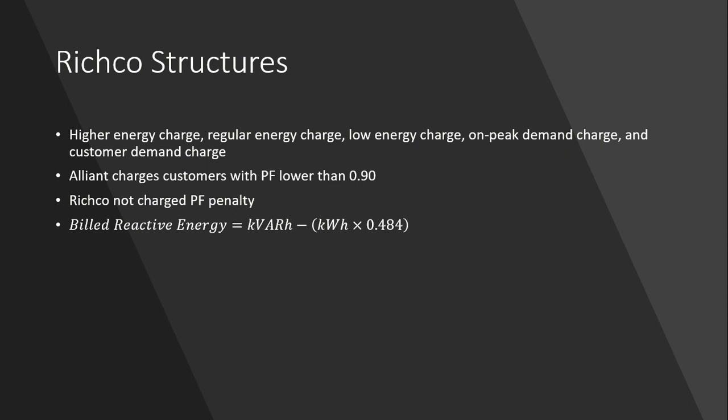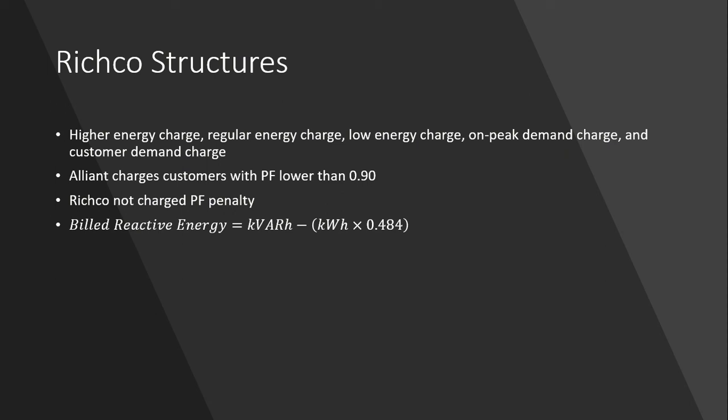The regular energy charge was energy used during regular business hours, and the low energy charge was the charge for the energy used from 11 p.m. to 6 a.m. when the demand is very low, so therefore the cost is going to be a little less.